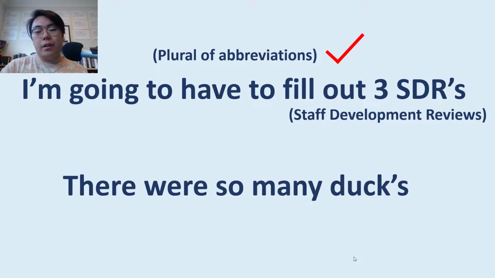And if you say, there were so many duck's, this is the number 1 most common mistake when using apostrophes, that this person has actually used the apostrophe S for a plural. Whenever you're talking about the plural of common nouns, you're not going to use an apostrophe.